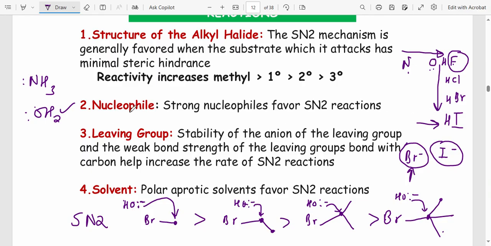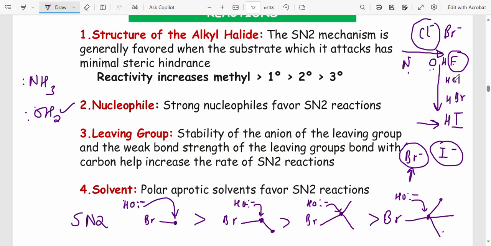So that's about nucleophile. And about leaving group, the stability of the anion of the leaving group and the weak bond strength of the leaving group will increase the rate of the reaction. For example, let's say you are comparing chlorine and Br as leaving groups. When you look at these guys, you need to know which one is more stable. Which one is more stable? You can look at their electronegativity. Chlorine is closer to fluorine than bromide. So in that, it tells you, let's hope I've written this correctly.